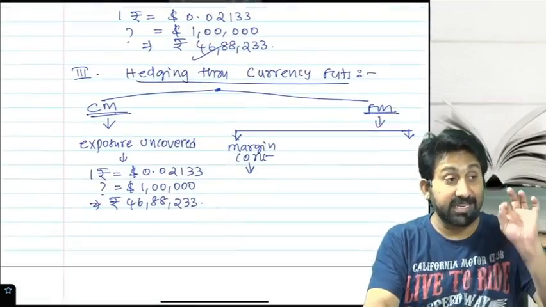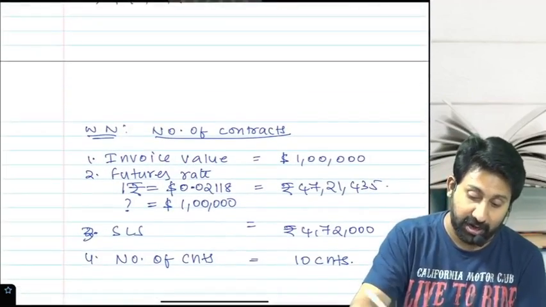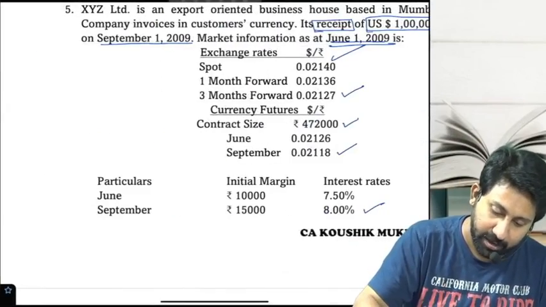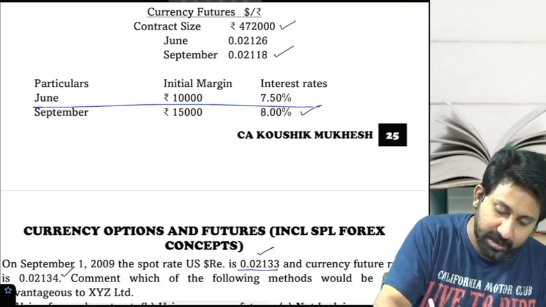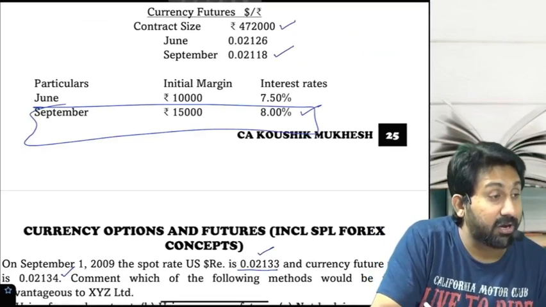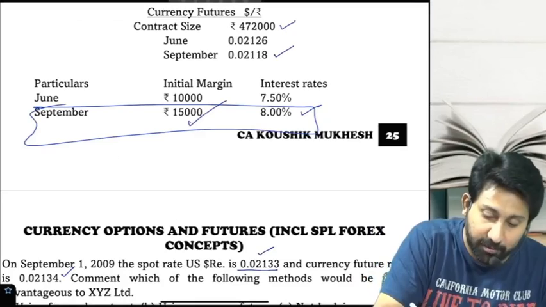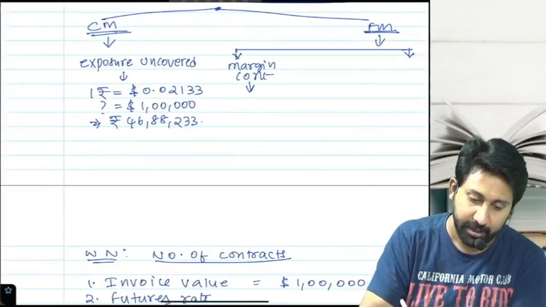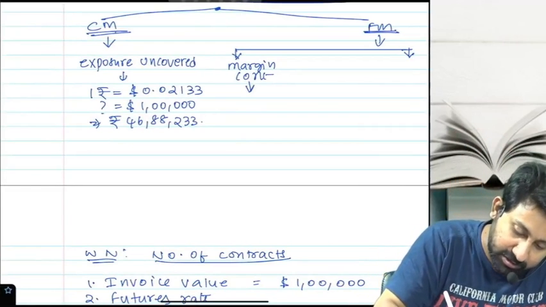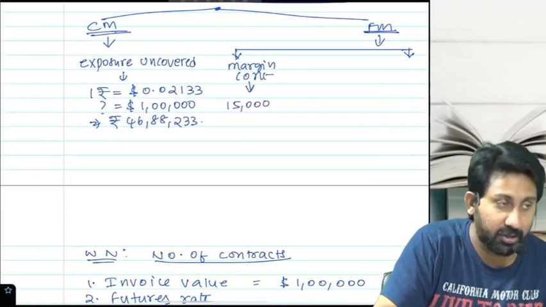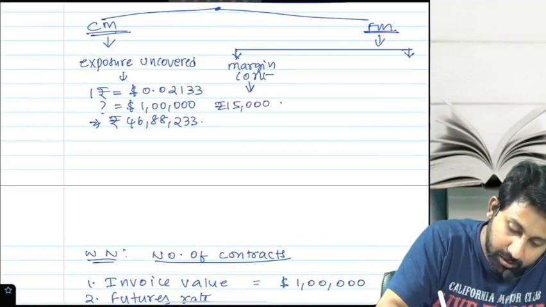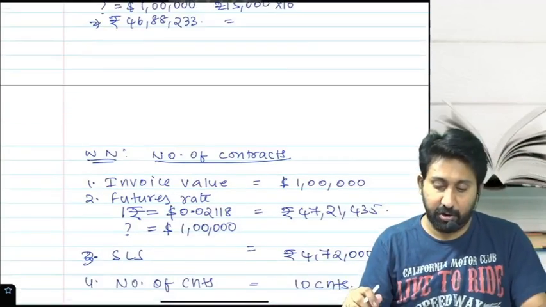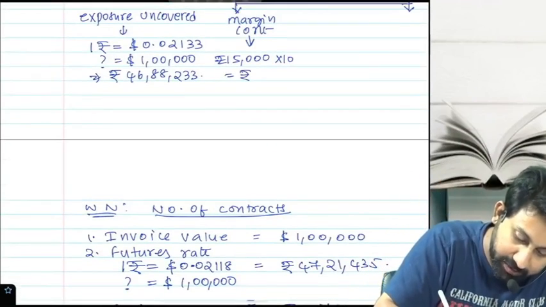Now listen carefully. For 10 contracts, do I need to pay margin money or not? See the question and tell me what the September margin deposit is. For each contract we need to pay 15,000. Opportunity cost is 8%. So now listen carefully. Margin cost: 15,000 into 10 contracts. So how much?